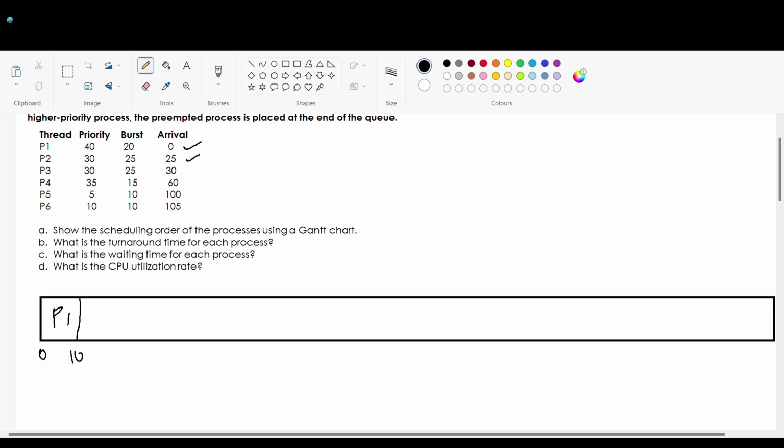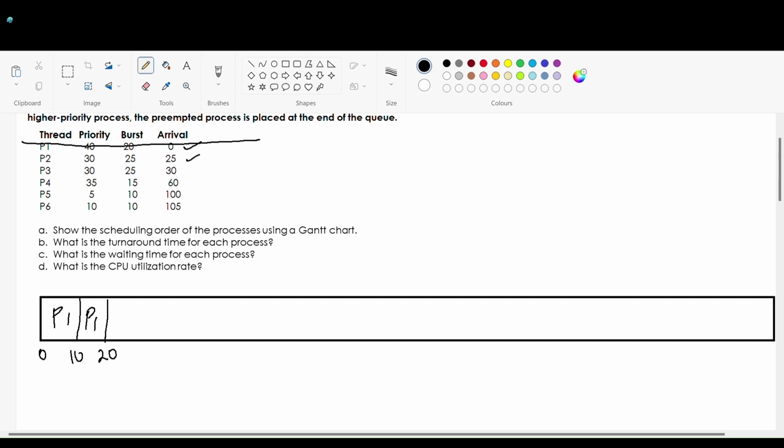The burst time is 20 for P1, and 10 is already finished. So P1 will execute again up to 20. Clear? So P1 executes completely and goes out of the system. There is no other process. Now another process enters the system at 25.